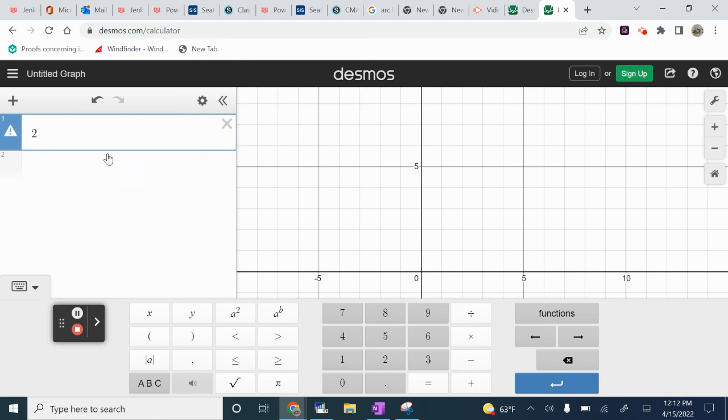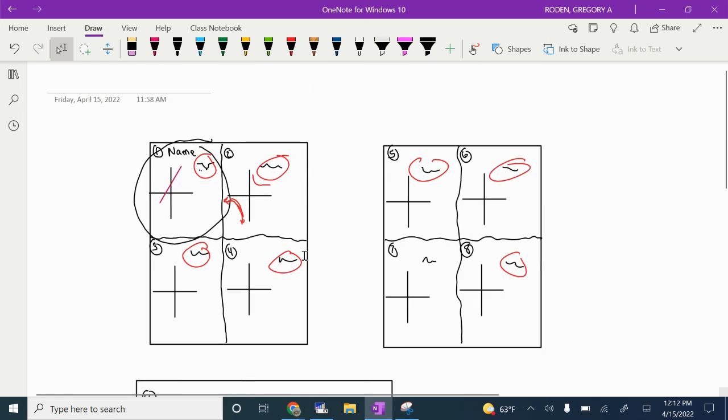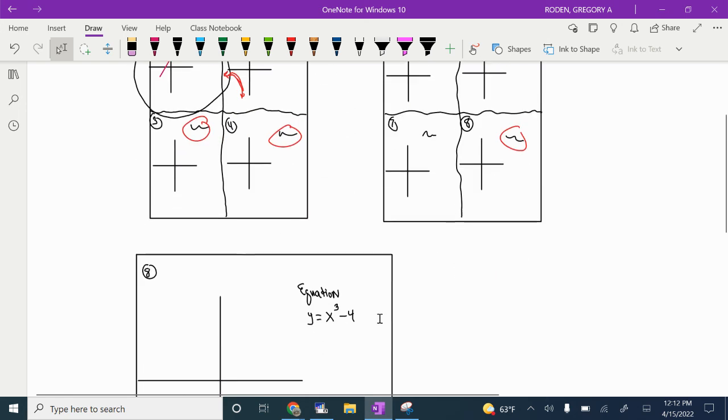Sound good? All right, so your job is to go ahead and fill the rest of these in. And I'll tell you, once you have all your graphs sketched, you'll have some lines and some weird looking graphs. Then I'll tell you what you're going to do next, okay?